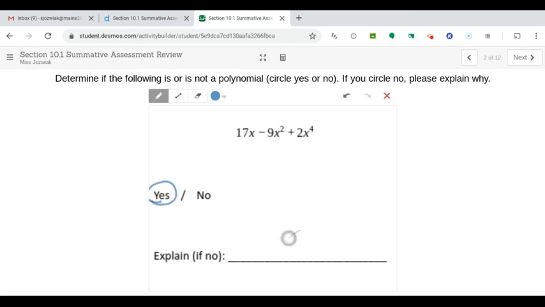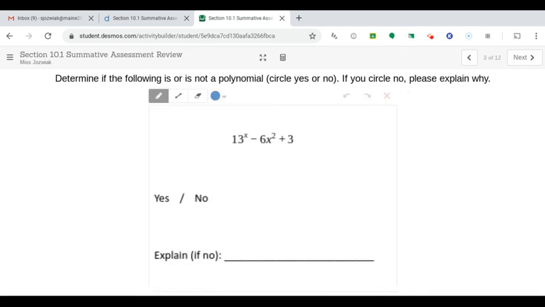And so for this, we don't have to write anything here because we only have to write if it's not a polynomial. There we go. That's the rule that I was missing. This one is not a polynomial because of this right here. So that fifth rule that I forgot about is that we cannot have an exponent that's a variable. So this is not a polynomial, and we have to write that the exponents cannot be a variable.